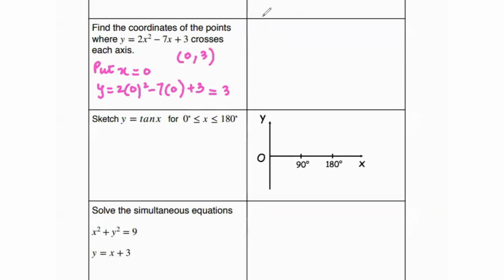Now for the x-intercepts, I'm going to put y equals 0. So that's going to be 0 equals 2x squared minus 7x plus 3. We're going to use middle term breakage to factorize this quadratic equation. 2 times 3 is 6. And the factors of 6 which can replace negative 7x are going to be negative 6x minus x plus 3.